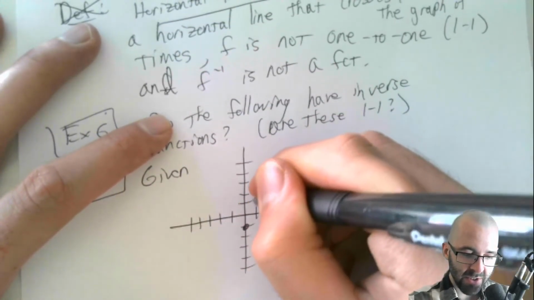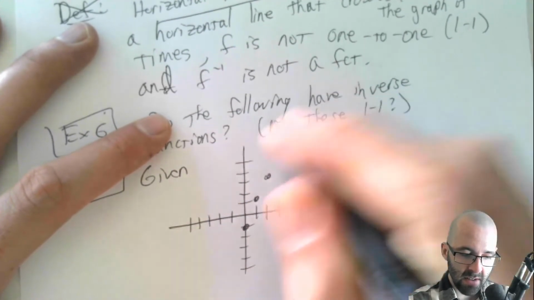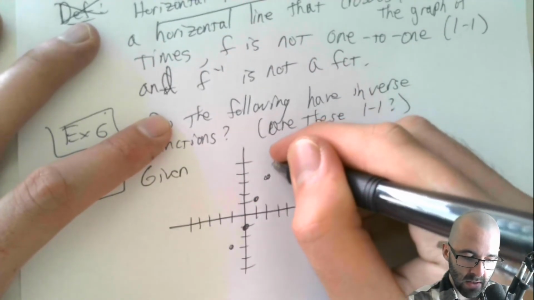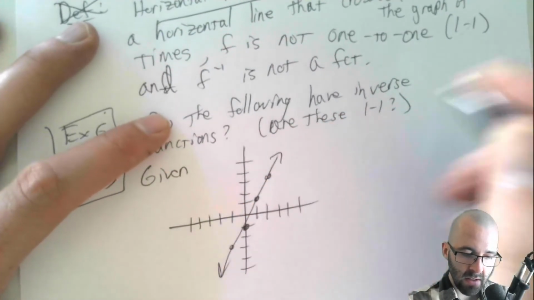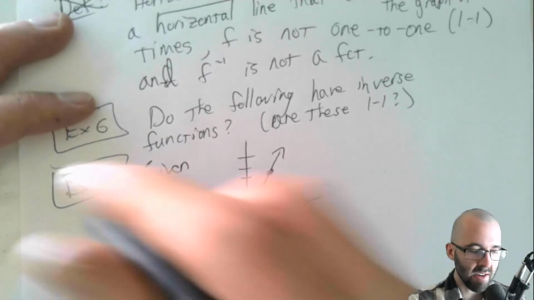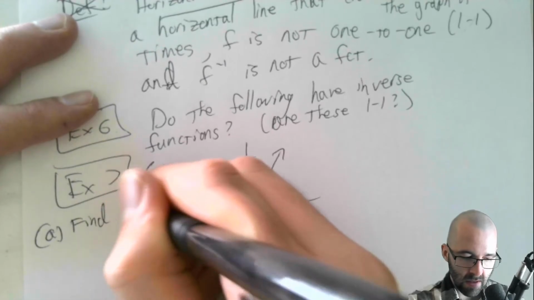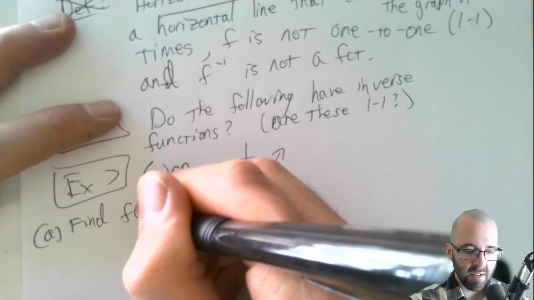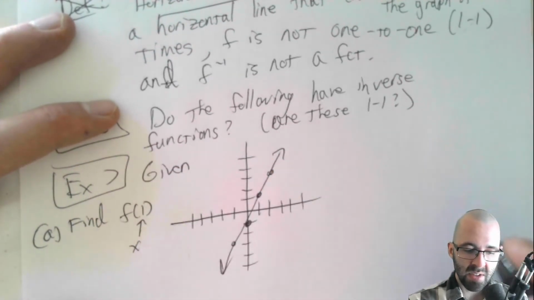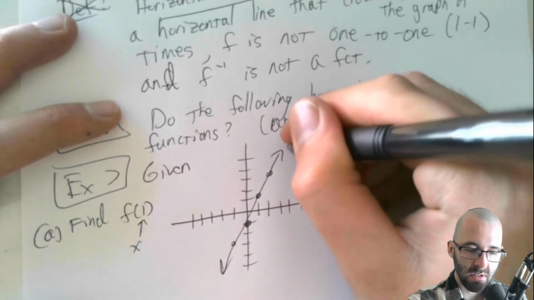So, given this function, I'm gonna give you a line. I'm gonna ask you a couple things about this line. Okay, find f of 1. So again, this is saying when x is 1, what is the y value of this function?